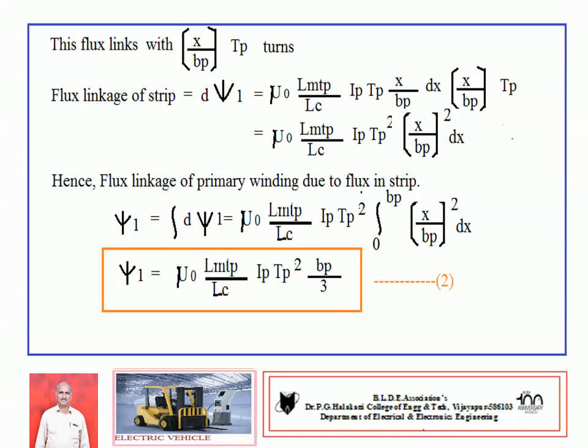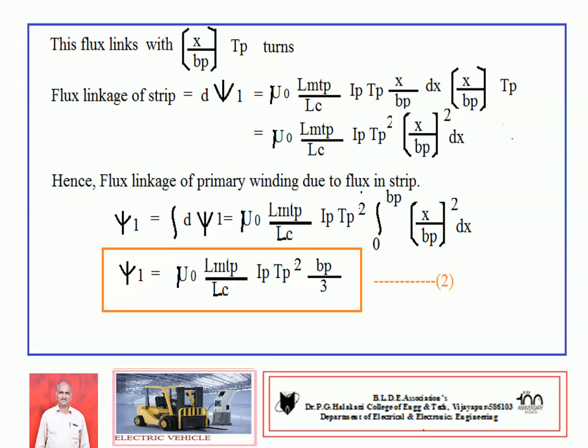This flux links turns, and that is called flux linkage. Flux linkage means N phi, where N is the number of turns and phi is the amount of flux linking. So flux linkage in the turns is given by N into phi.